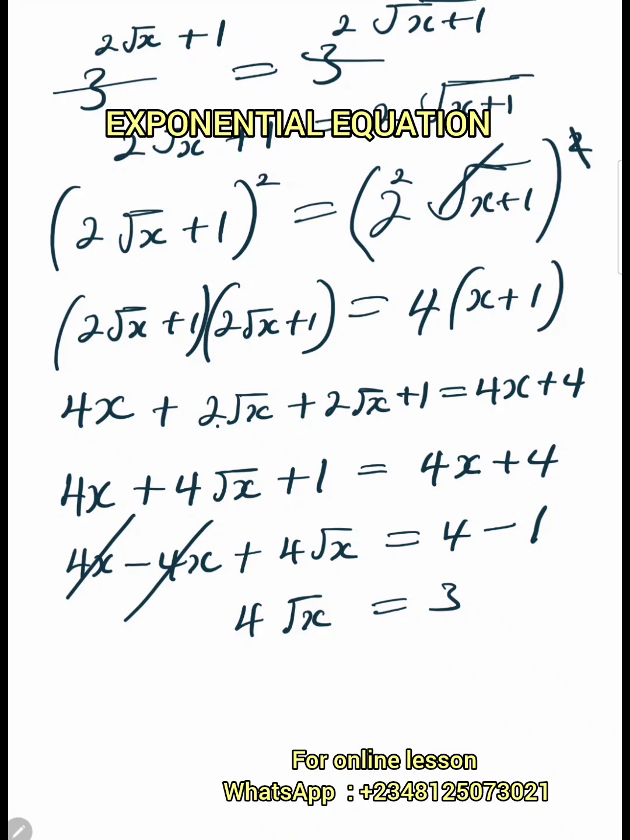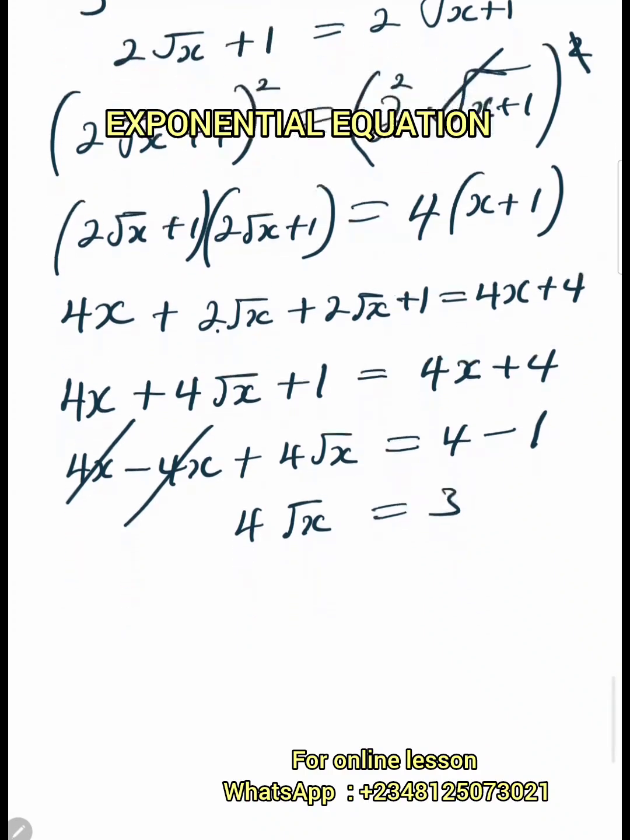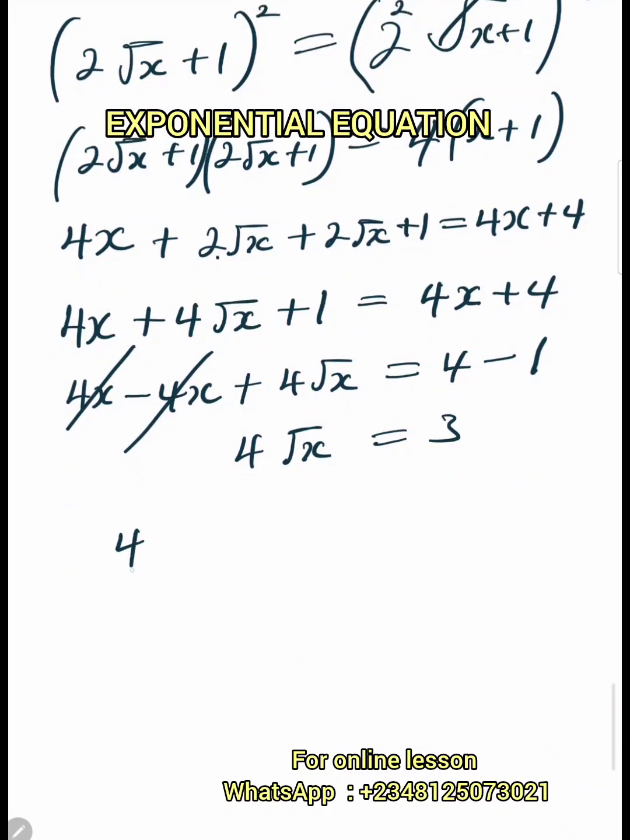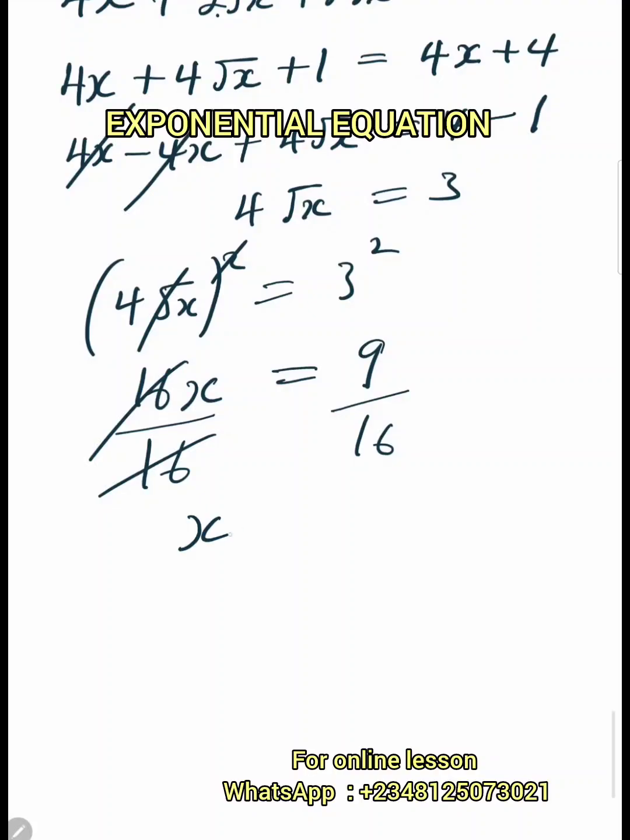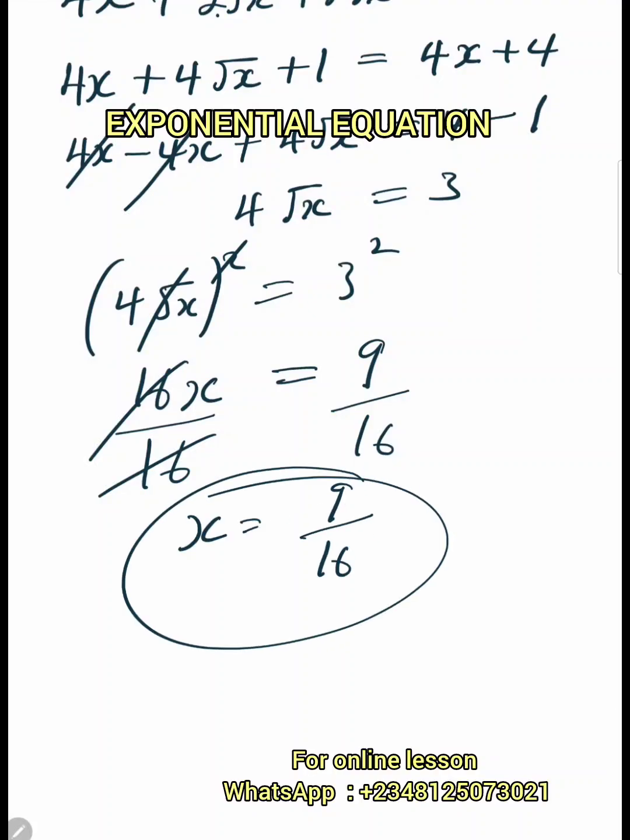Now, let us square both sides again to get rid of the radical sign. So squaring both sides, we have 4 root x all squared equal to 3 squared. So this one will affect the 4, so it gives us 16. Then this one will cancel out the root. It will now remain x. We have 16x equal to 9. Now, of course, we can get x by dividing both sides by 16. So your final answer, x equal to 9 over 16. So this is our answer.